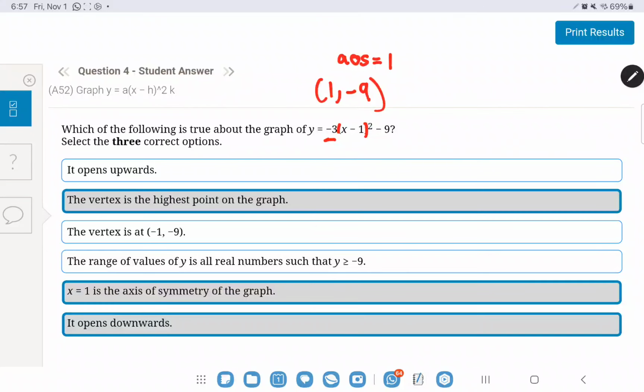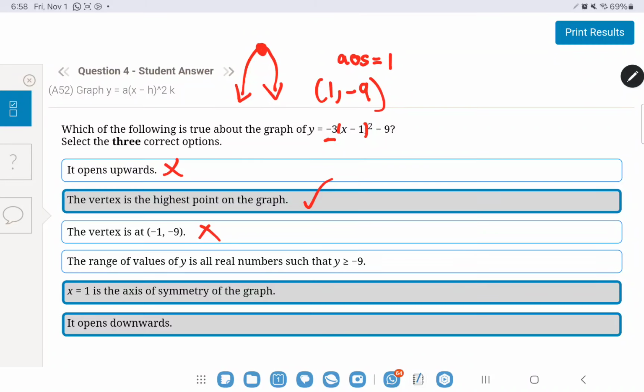By the way, since it's opening downwards like this, our vertex is the highest point, it's the maximum. Does it open upward? No. Is it the highest point? Yes. Vertex -1, -9? No, we said it's 1, -9, so no. Range of values is y, all real numbers, such that y is anything larger than or equal to -9? No, it's not, because it's anything less than or equal to -9. If it was opening upwards, then this would be right, but it's not.